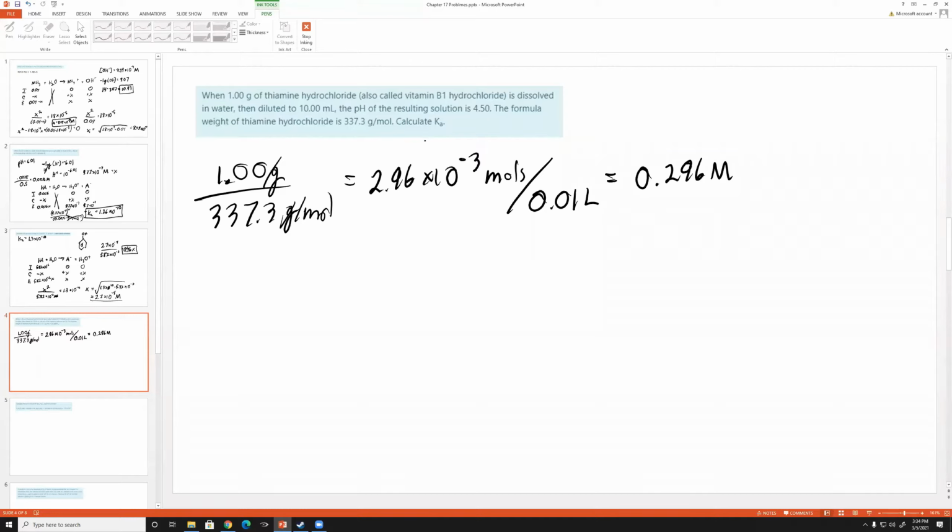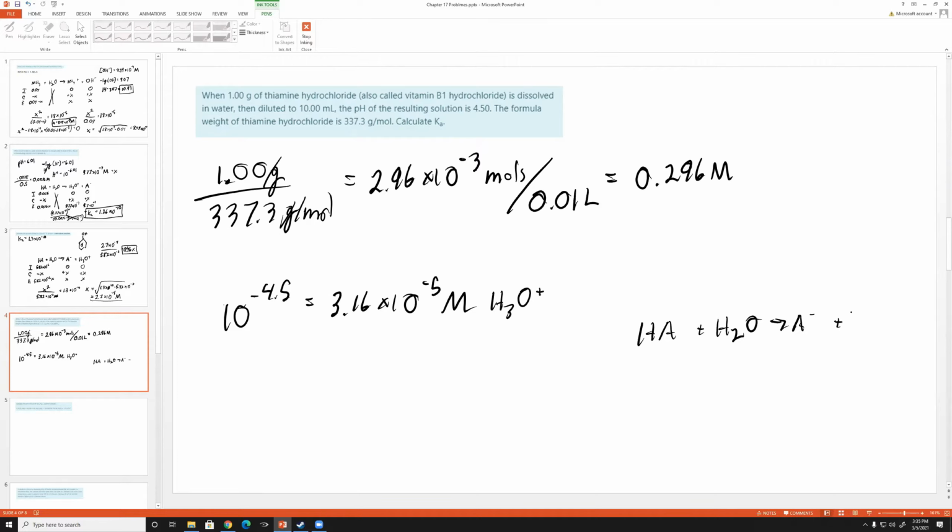Now we can find out the final concentration of the hydronium H3O plus ion by using the pH. So again, we'll cut to the chase this time. 10 to the negative pH equals the concentration. So 10 to the negative 4.5 is going to equal 3.16 times 10 to the negative fifth molarity of H3O plus. All right, so now we can write our ICE table and we have everything we need to know. So again, we're not going to write the entire formula out. We'll just do HA plus H2O yields A minus plus H3O plus.